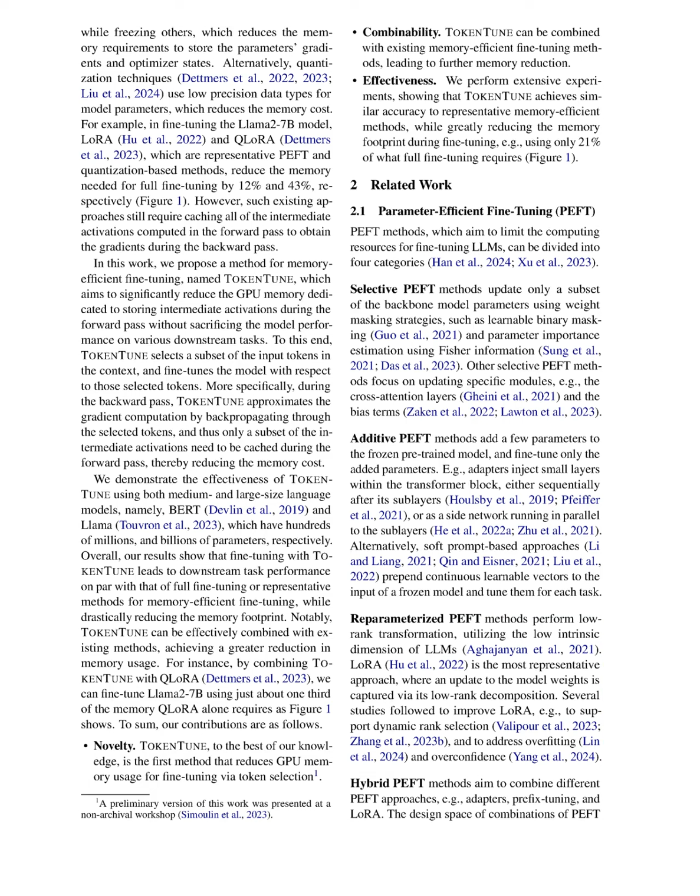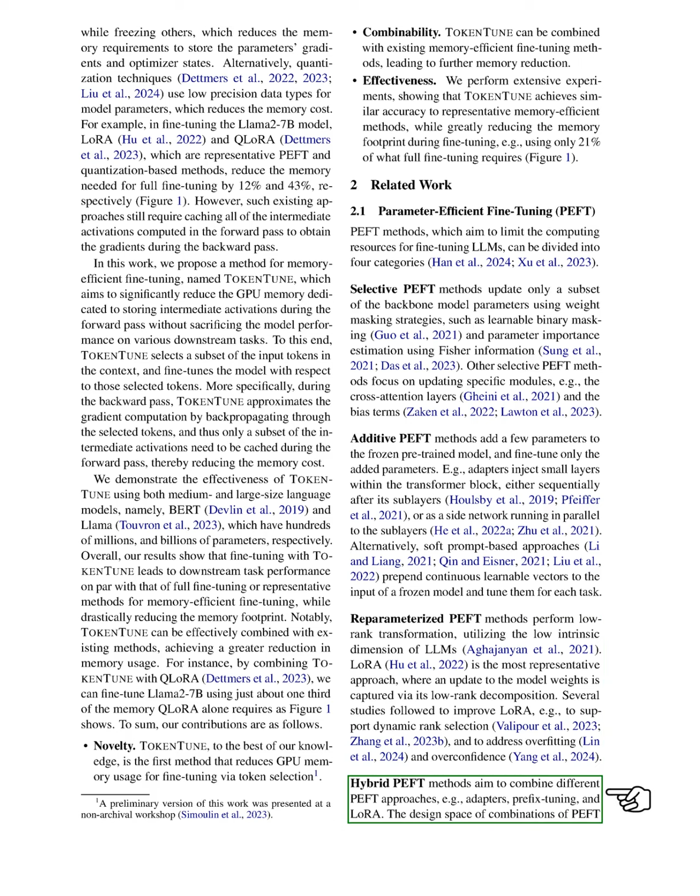Section Summary. In this section, we introduce TokenTune, a novel method for memory-efficient fine-tuning of large language models that reduces GPU memory usage by selecting a subset of input tokens for gradient computation, allowing for significant memory savings without compromising performance. We demonstrate that TokenTune can be effectively combined with existing methods, achieving up to one-third of the memory requirements of traditional fine-tuning while maintaining comparable accuracy.